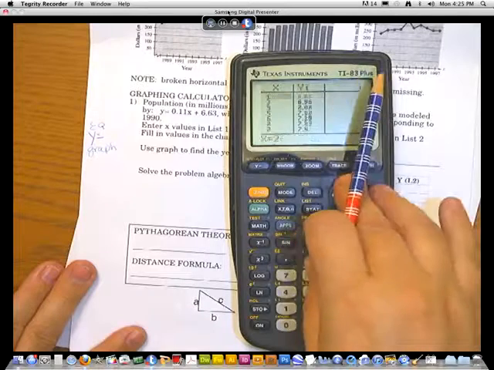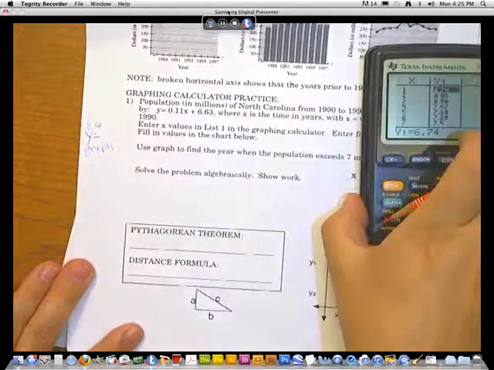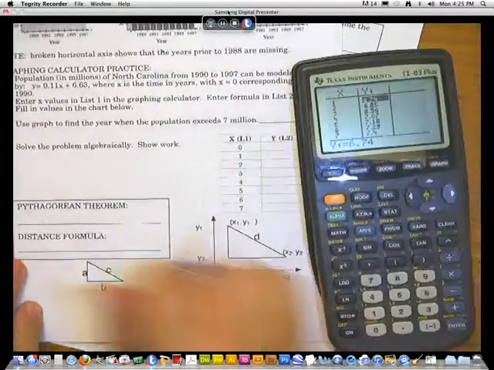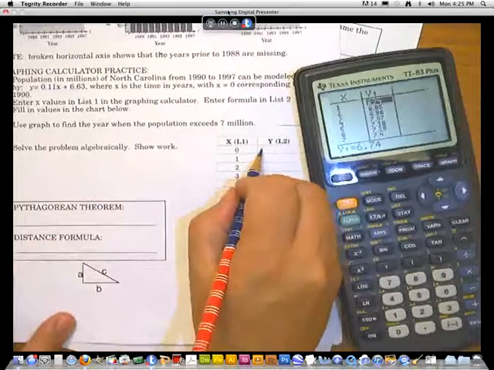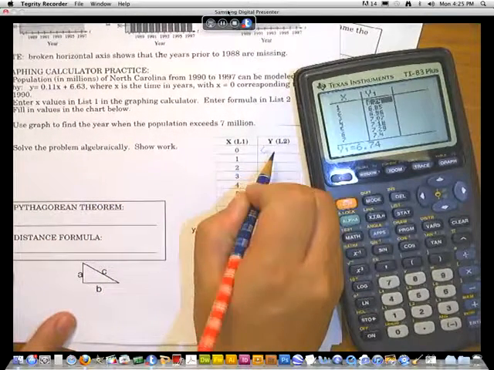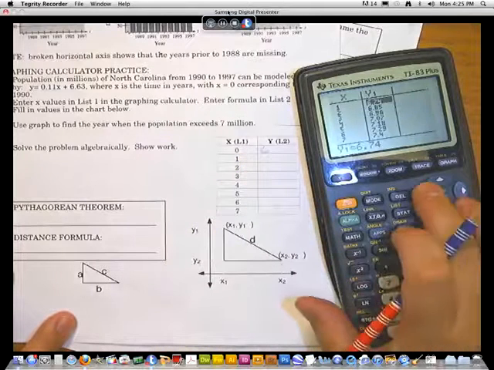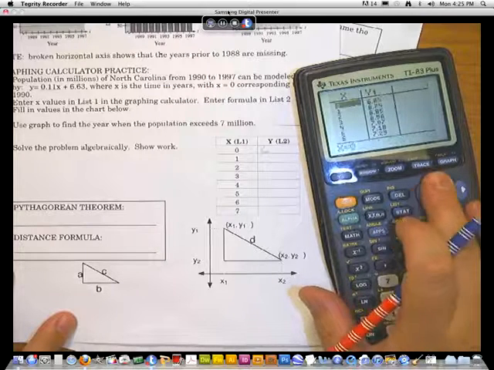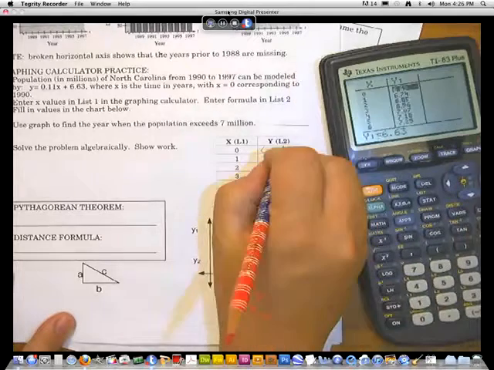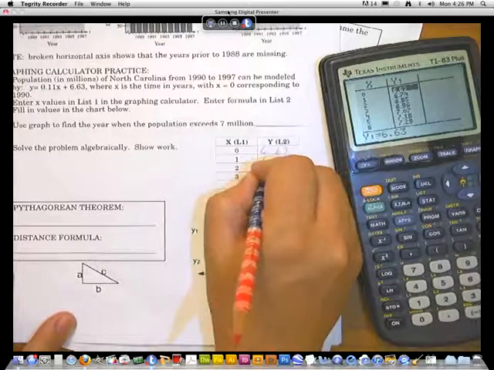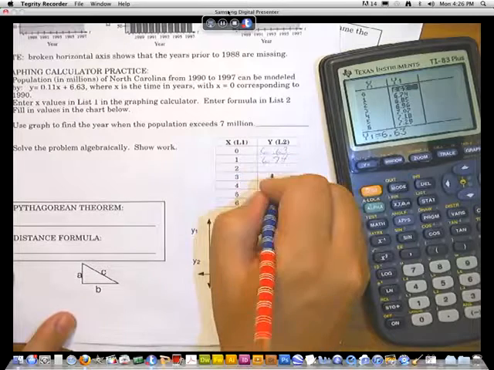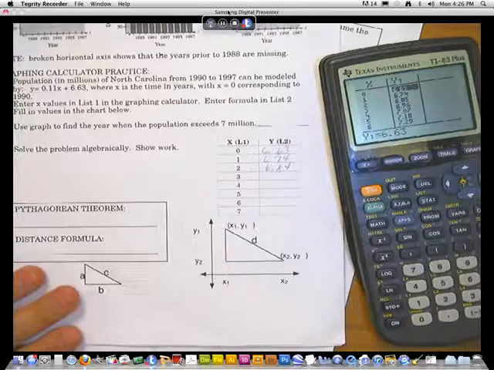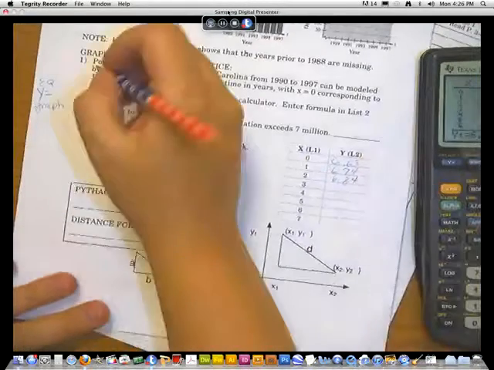And those are the corresponding y values. Let's go over so that we can get to those. So we can fill this in just from being able to put in our y equals and go to our table. So for example, at 0 it is 6.63. 1 is 6.74. 6.85. And I can fill in the rest of them. But that's just one way to do it. Let's look at another way.